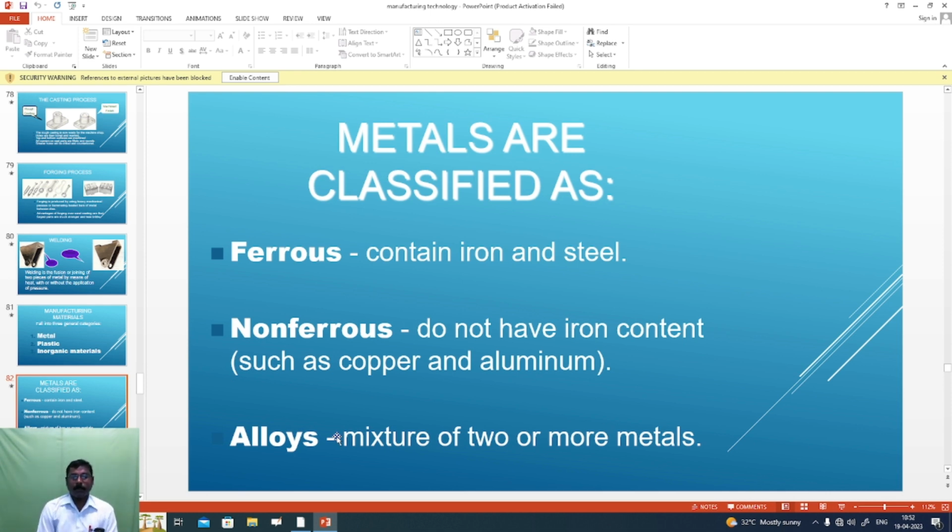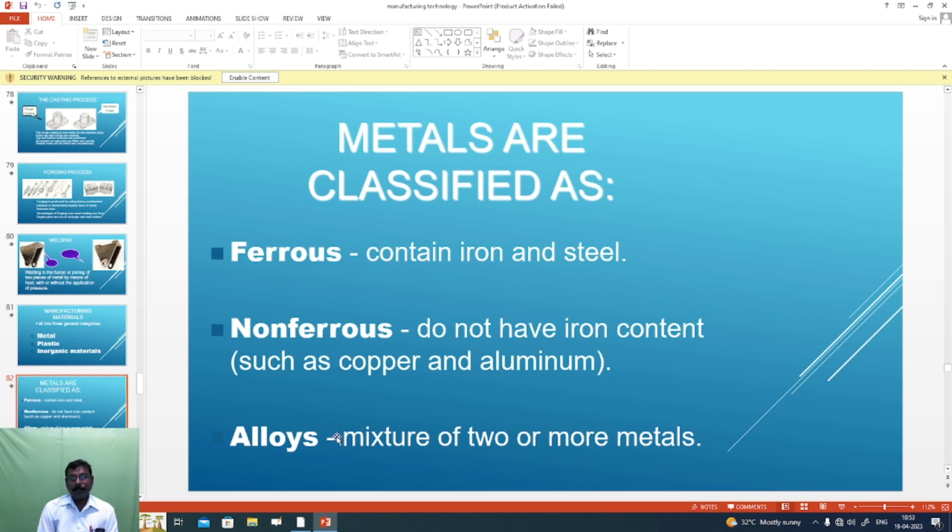Alloys are a mixture of two or more metals. So what is meant by alloy metals? More than two different metals are combined in a single metal. That is an alloy. Composite materials have a similar definition: more than two different materials combined.